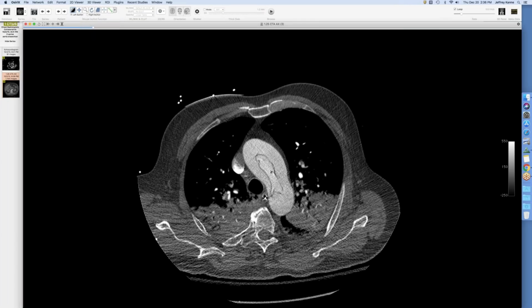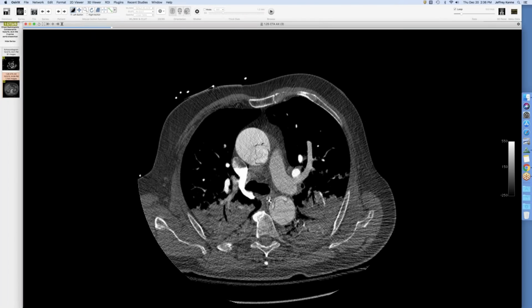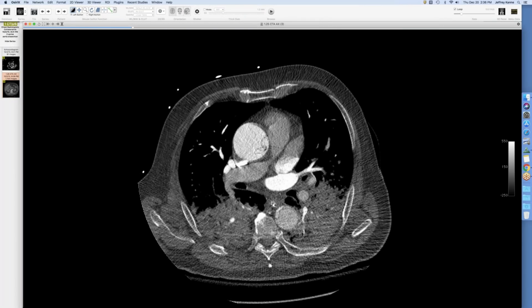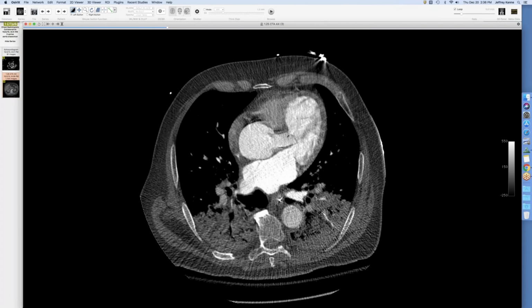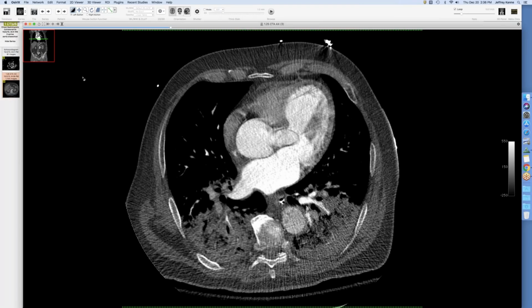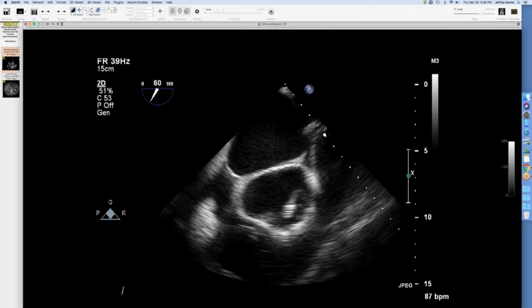They have this sort of double barrel appearance to it as opposed to a single flap. And there we have this bunched up flap, and then we got a little bit of motion, but you can see it going right through the valve plane. And then on Cine, you can really see, if it'll load.